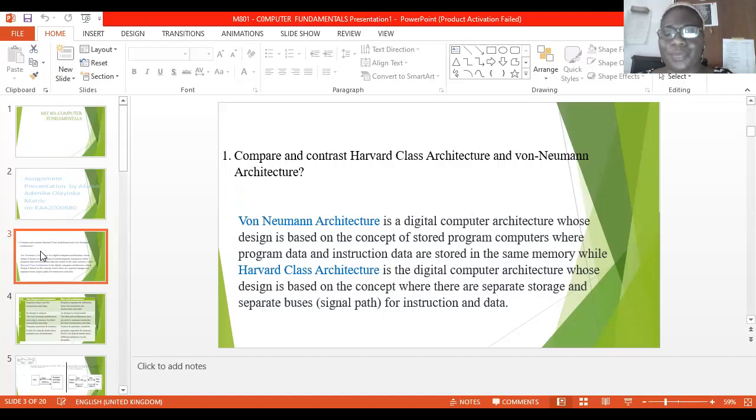Von Neumann architecture is a digital computer architecture whose design is based on the concept of stored program computers, where program data and instruction data are stored in the same memory. While Harvard architecture is a digital computer architecture whose design is based on the concept where there are separate storage and separate buses for instruction and data.